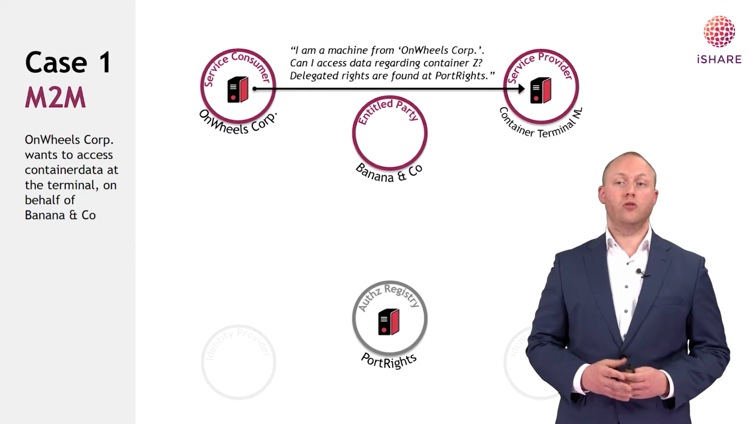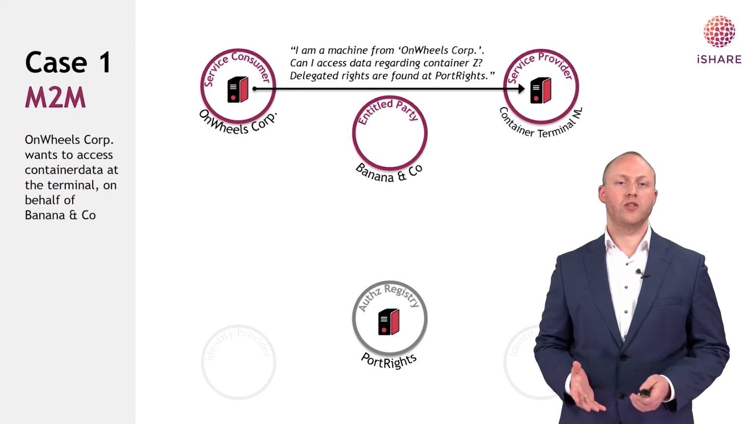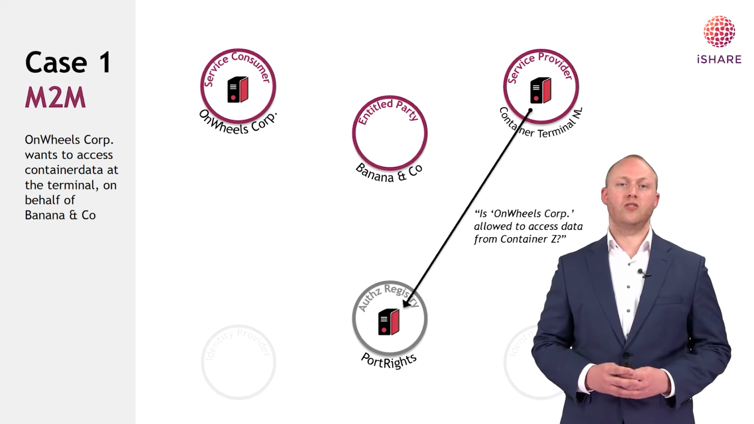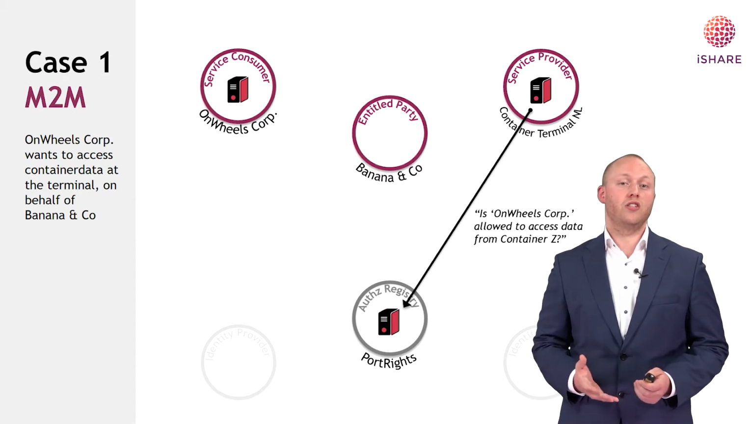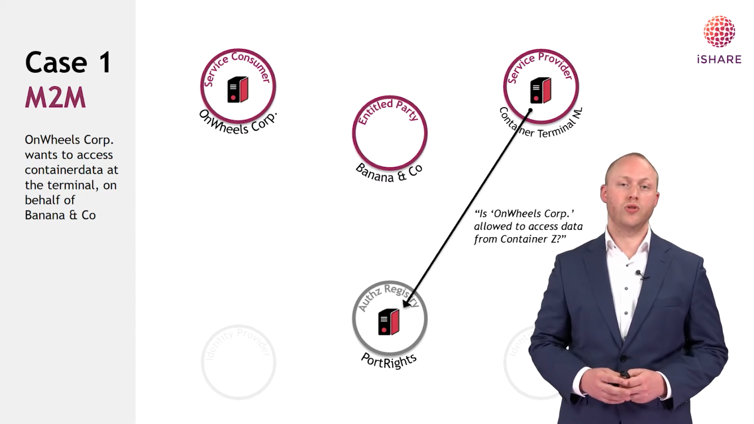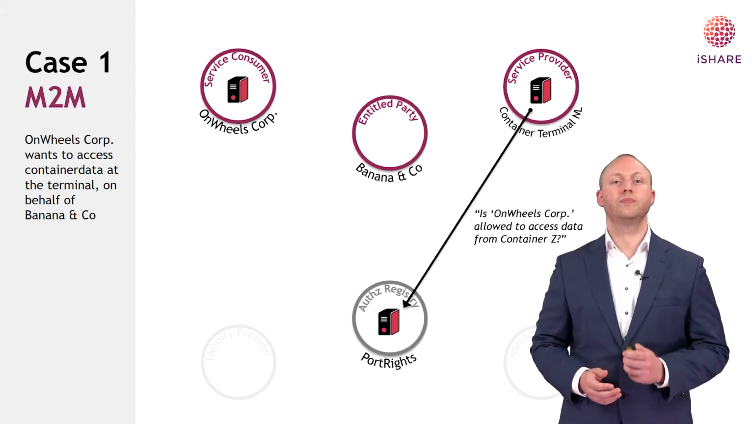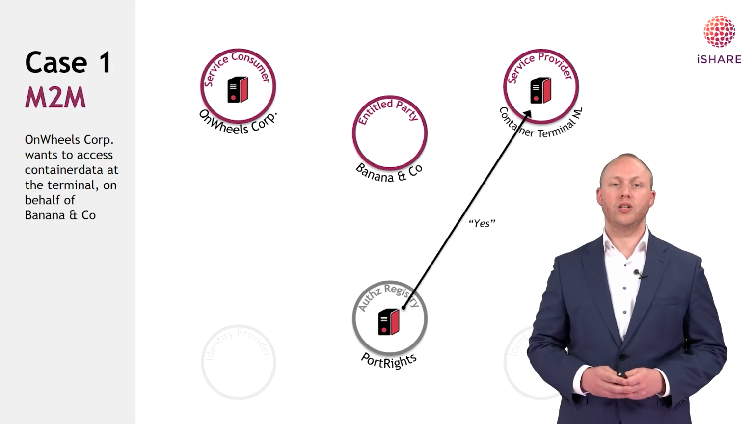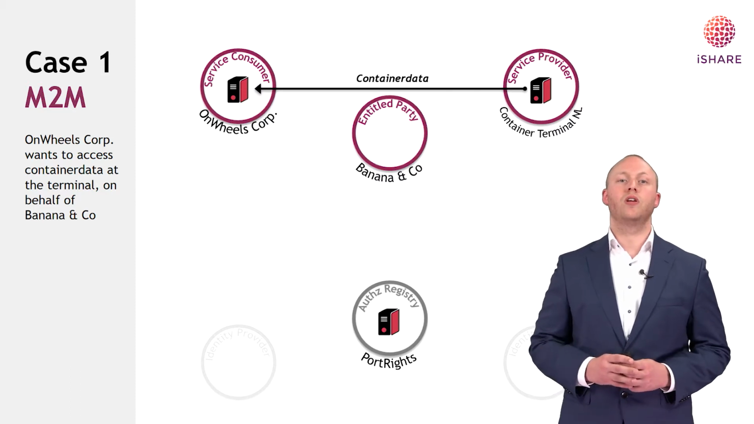Then we have On Wheels, or a machine of theirs, who requests this data from the container terminal at which the data is stored. Well, the first question the container terminal will ask is: is this organization allowed to ask this information? And they ask this question to Port Rights, the authorization registry. Well, we've seen that Banana & Co. registered authorization with this organization. So Port Rights can confirm that indeed On Wheels Corporation should be allowed to receive this data. And this is all the information the container terminal needs to actually provide the data to On Wheels Corporation.